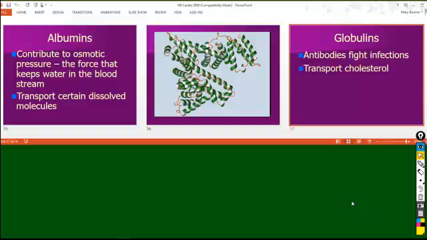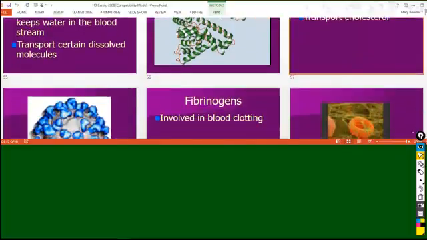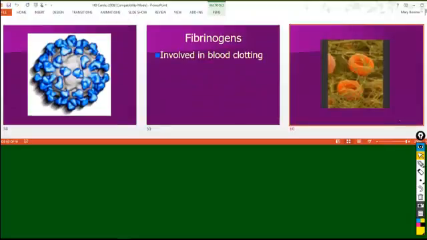Globulins we know a little bit better, mostly as antibodies, immunoglobulins. They also act as transporters, especially for fatty substances like cholesterol, which again, you might imagine, would have difficulty moving through such a wet environment. And lastly, we have fibrinogens.